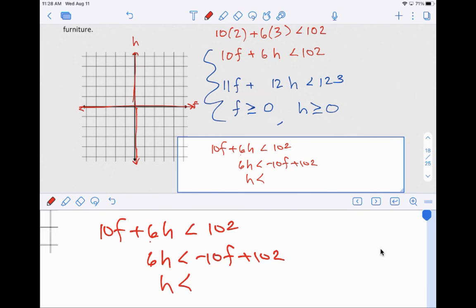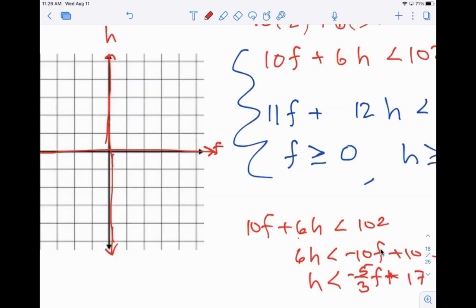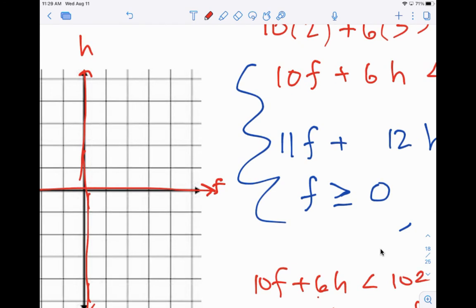And that's still not great. But 10 divided by 6, yeah, it's non-terminating. So I'm just going to reduce it to 5/3. And then 102 divided by 6 is 17. Okay, obviously my scale of 1, 2, 3, 4, 5 here is not going to work. So I'm going to have to change the scale a little bit. I'm going to change the scale to being out of 10. So 10, 20, 30, 40, 50.